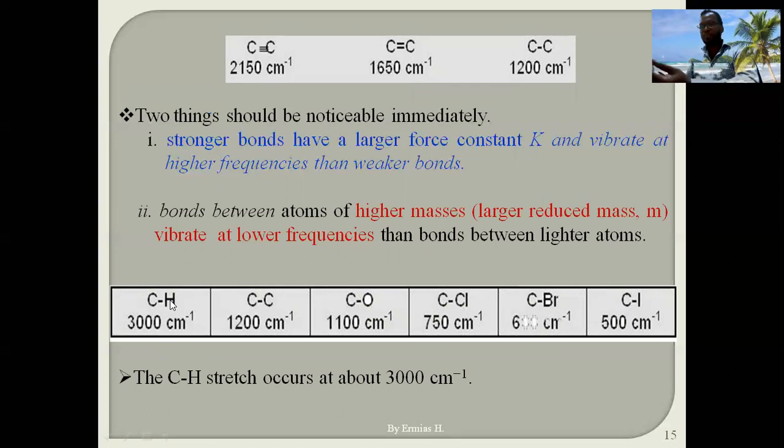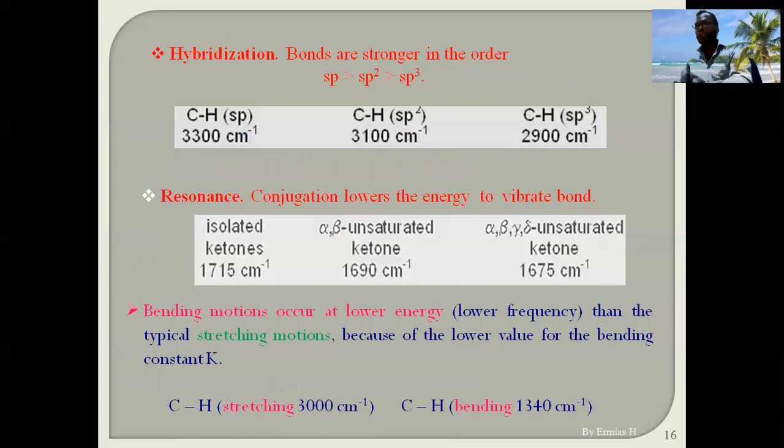So this is in terms of the mass. In this case, the mass is hydrogen. In this case, the carbon, the oxygen, chlorine, bromine, and iodine. So the carbon is constant, and the mass of the attached atoms varies. When the atom bonded to the carbon increases in mass, the reduced mass also increases, and the frequency of the vibration is lower. Let me repeat this: as the atom bonded to the carbon increases in mass, the reduced mass increases, and the frequency of the vibration is lower.